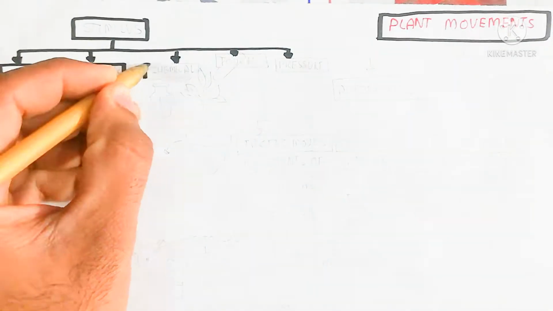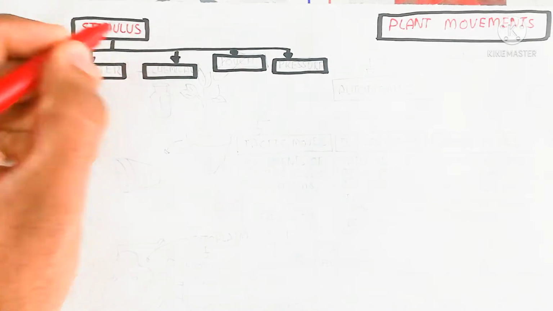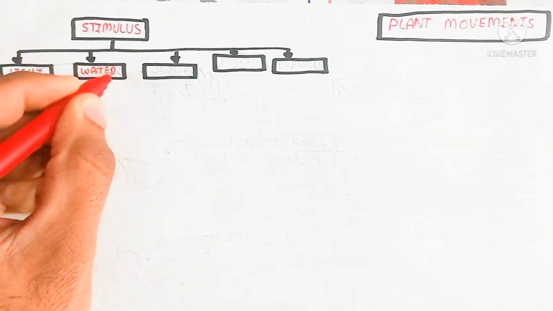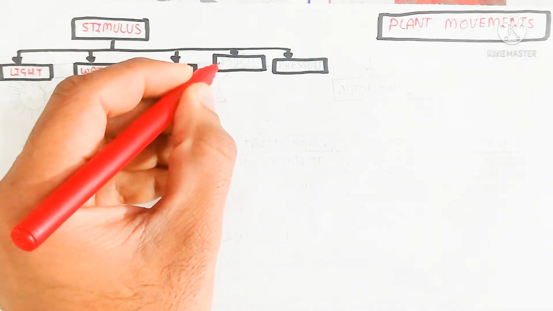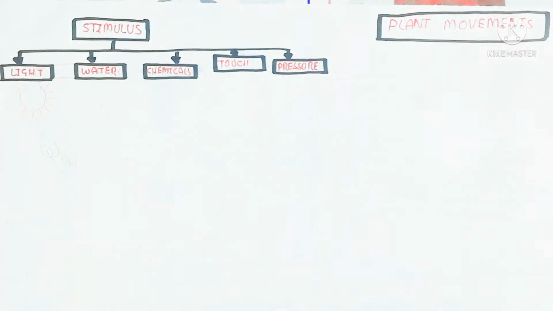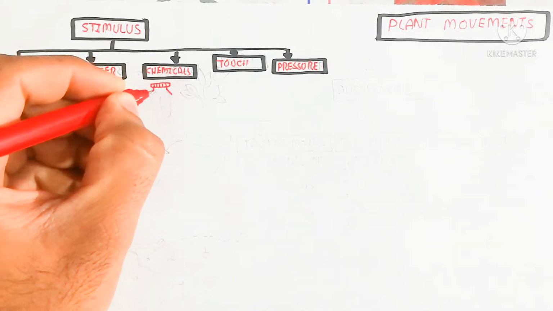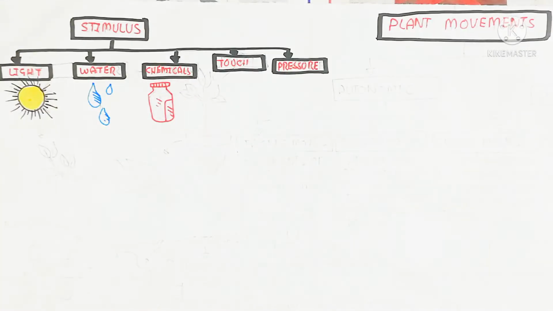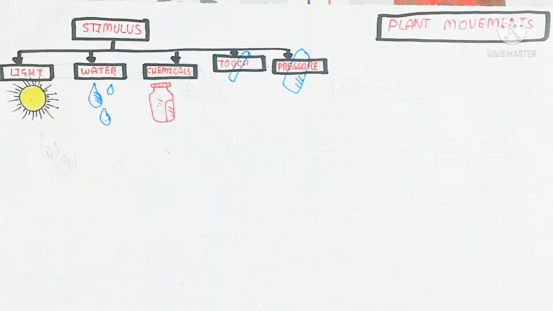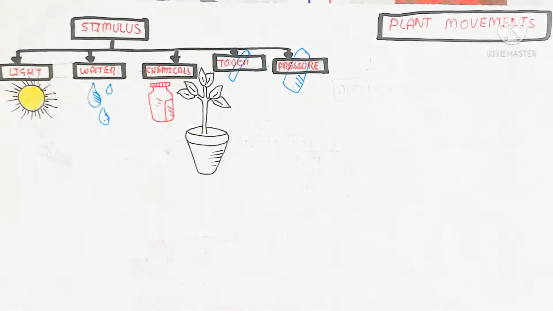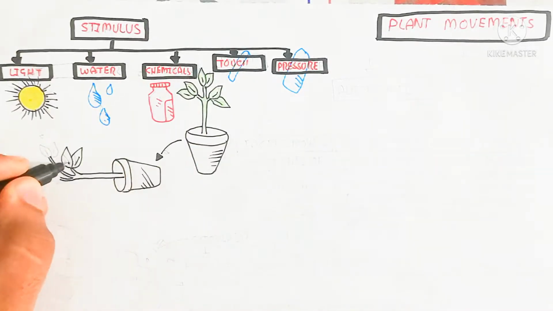A plant will not move from one place to another, but it can move within the axis of the plant, moved due to growth or pressure. So we will discuss here that the stimulus can be light, water, chemical, touch and pressure. These are the external stimuli, while the internal can be hormone or water. So here the water, chemicals, touch and pressure will change.